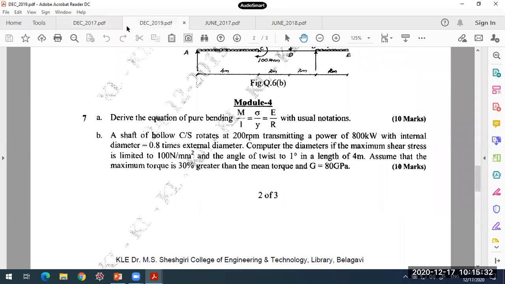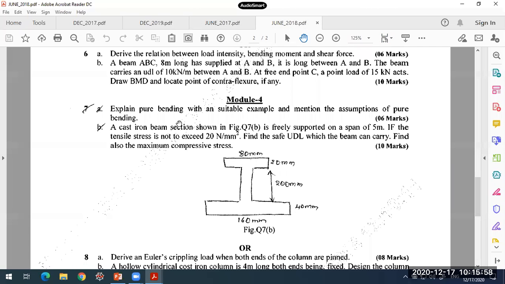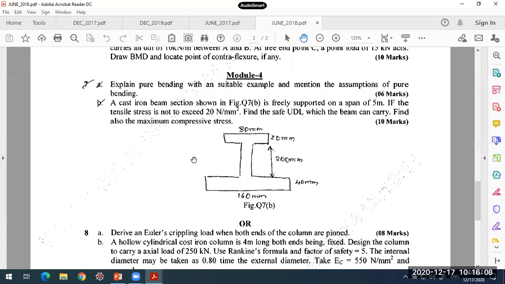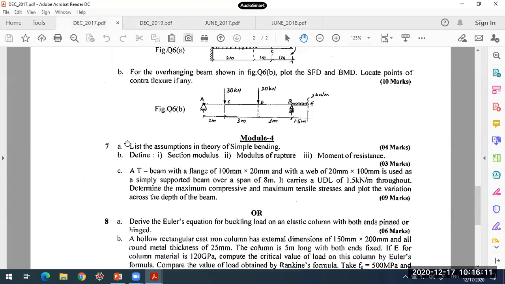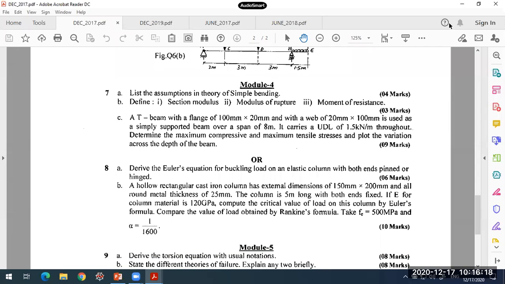Now this is a problem, I'll come to that one. Further, derive the equation of pure bending, M by I is equal to sigma by Y is equal to E by R with usual notations. Also, derive the bending equation, M by I is equal to F by Y is equal to E by R with usual notations. And explain pure bending with a suitable example and mention assumptions of pure bending. We'll come to that problem. I have still not started with the problem, but these are some questions you come across.